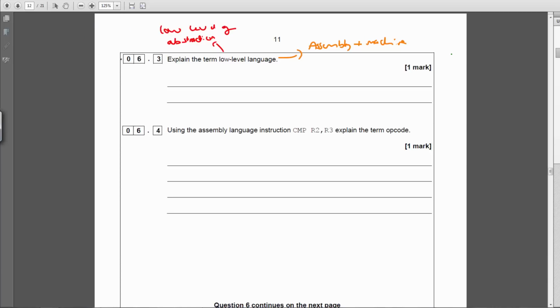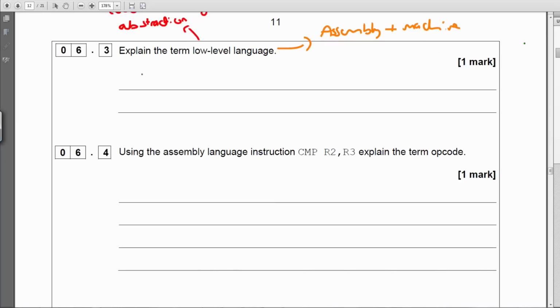I guess the definition I'd give, as it's only worth 1 mark, is that the language has instructions very similar to the processor instruction set. I'm replacing 'the code' with 'the language', because code on its own might not be sufficient.